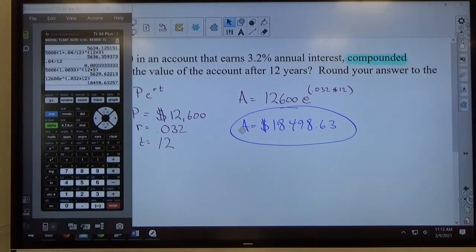All right, so use the proper formula. Put all the information in, make sure the percent is converted to a decimal correctly, and make sure you use parentheses appropriately on your calculator when you're evaluating these to get the right number. Round to the nearest cent on all investments.